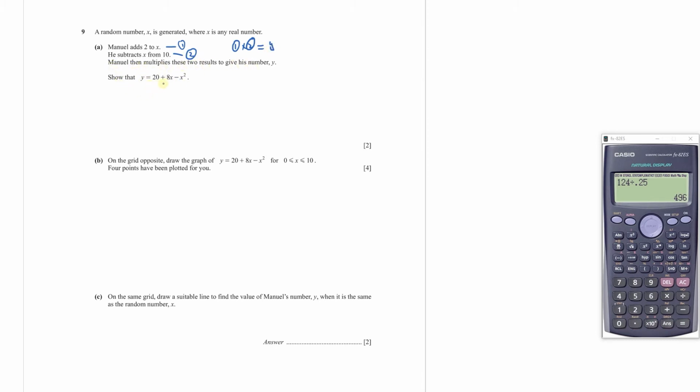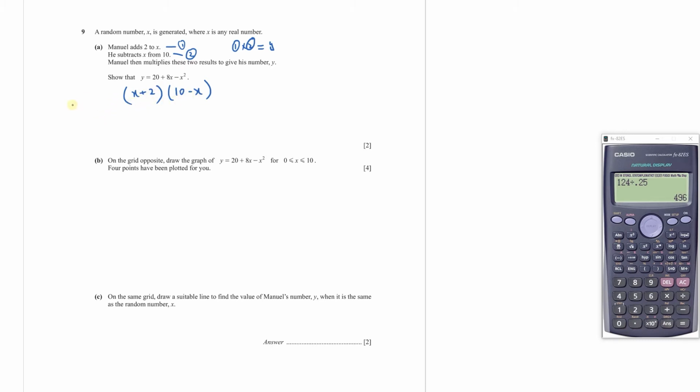So show that y is this. What is the first number? The first number is he adds 2 to x, so this is x plus 2. And the second number is he subtracts x from 10, so this will be 10 minus x, because x is being subtracted from 10. And then he multiplies these two numbers. So this is 1, and this is 2, and then he multiplies the two.